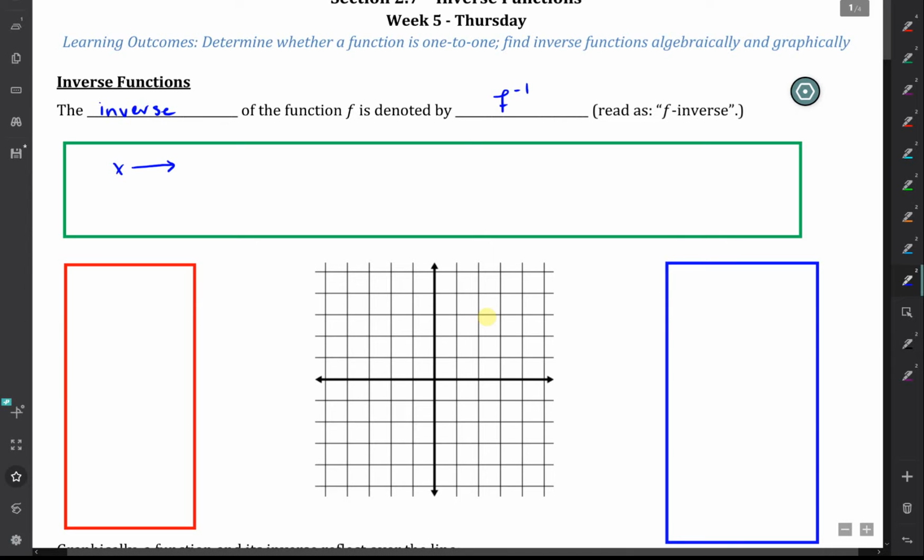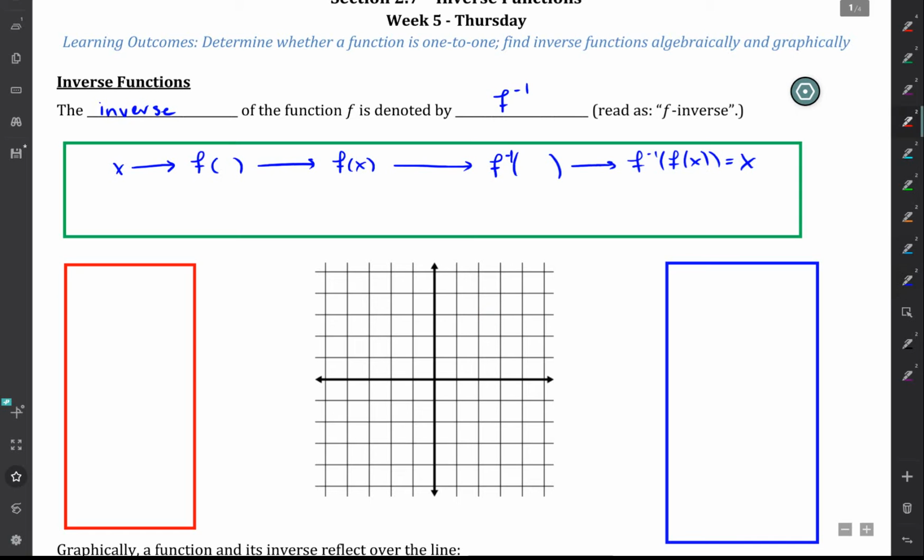So if you stick x into f, what's going to be spit out is f of x. And the point of the inverse function is that when you stick f of x into f inverse, it spits back out x. So f inverse of f of x is equal to x. Okay, so when you compose these functions, they undo each other. And the same holds for f and f inverse.